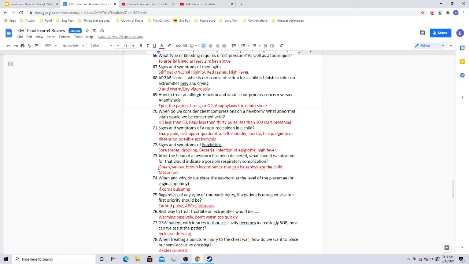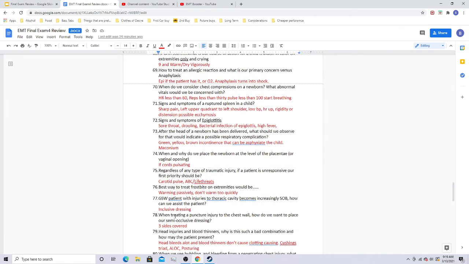Regardless of any type of traumatic injury, if the patient is unresponsive, our first priority is carotid pulse, ABC, life threats. Best way to treat for frostbite on extremities would be warming passively. Don't warm too quickly.